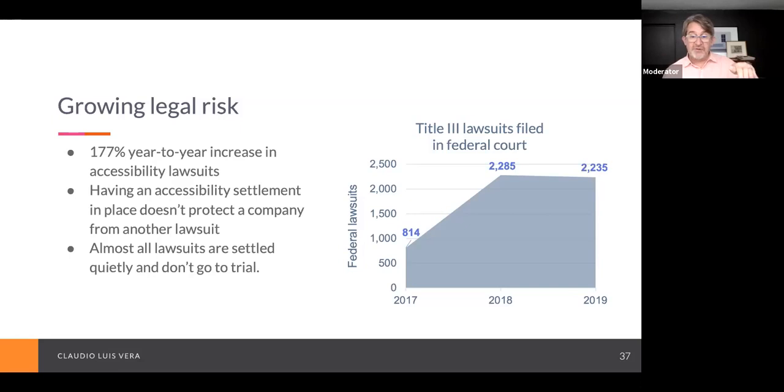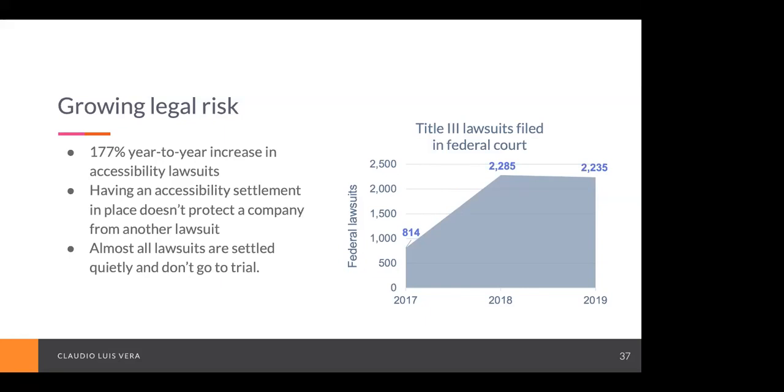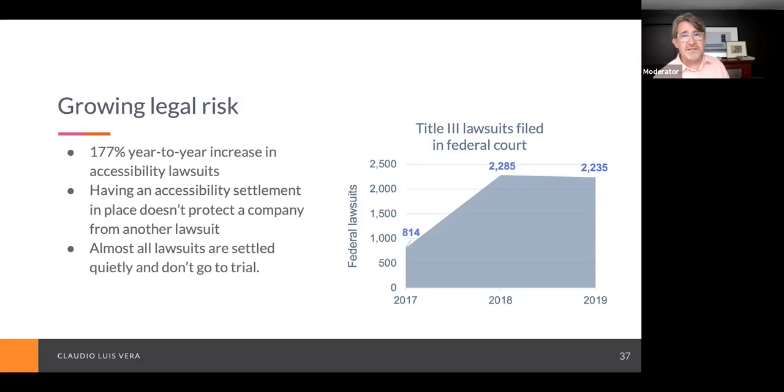Fortunately for us, they've kind of leveled off between 2018 and 2019. And it's anybody's guess as to what's happening now with everybody working from home, in terms of how much easier it is to actually file a lawsuit in a courthouse. I would imagine it depends on the digital availability of that courthouse. So one of the things to know is that almost every single one of these lawsuits gets settled quietly and it doesn't go to trial. I mean, the amount of damage it could do to your brand would be enormous, and the cost is ridiculous. So if you look at 2,235 cases, probably 2,230 have been settled.